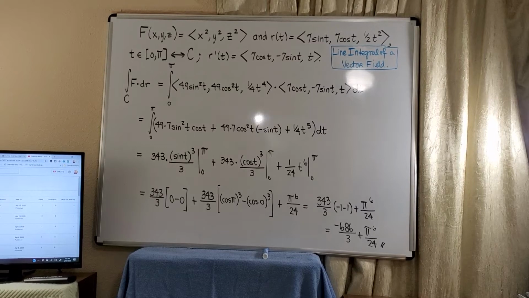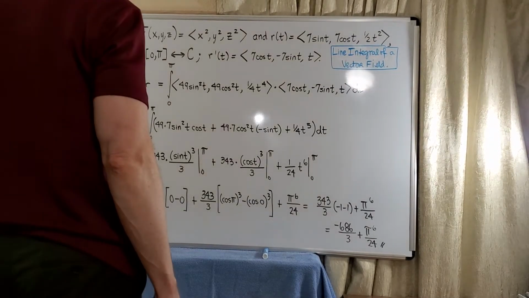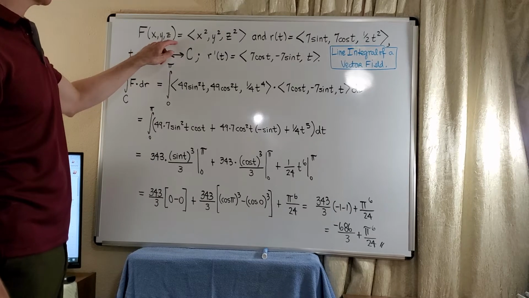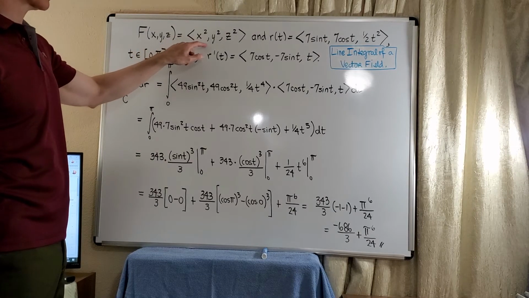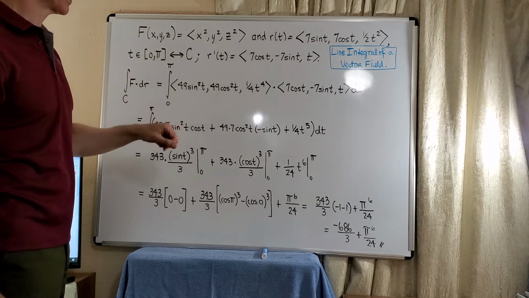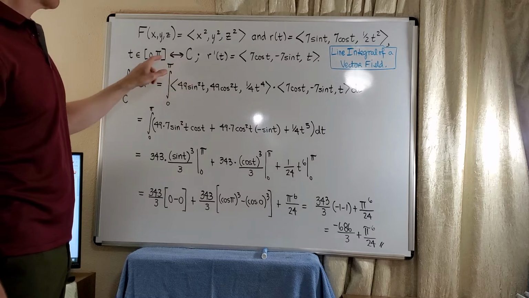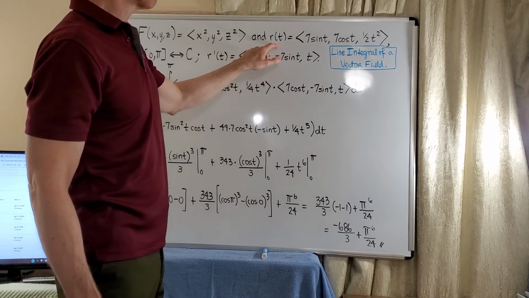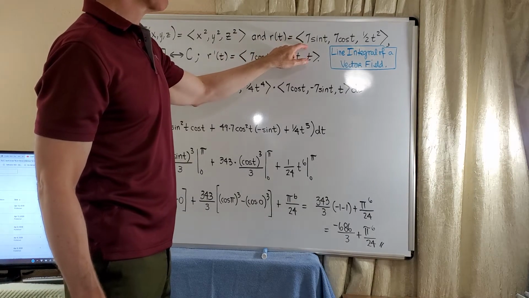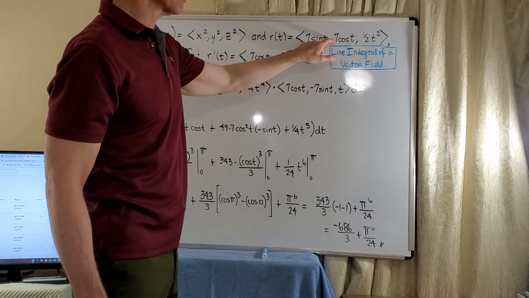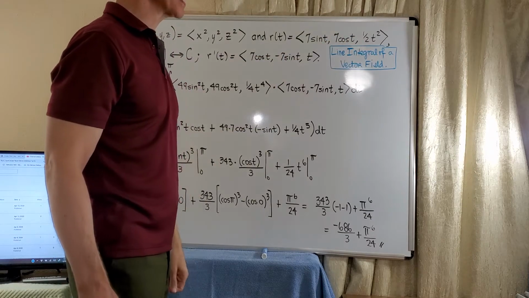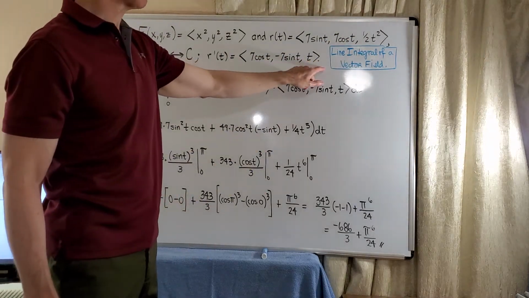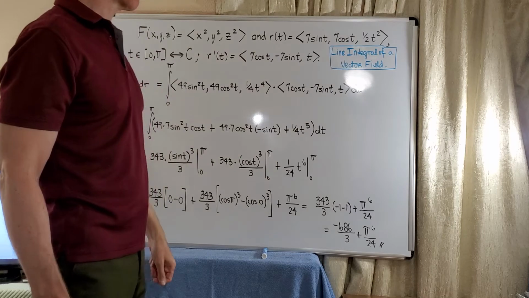Let's look at the line integral of a vector field. In this particular case, we have the vector field F, which is x squared, y squared, z squared, and we have the curve C with parameter domain 0 to pi represented by the vector function 7 sine t, 7 cosine t, 1/2 t squared. And I've written here in blue, line integral of a vector field.